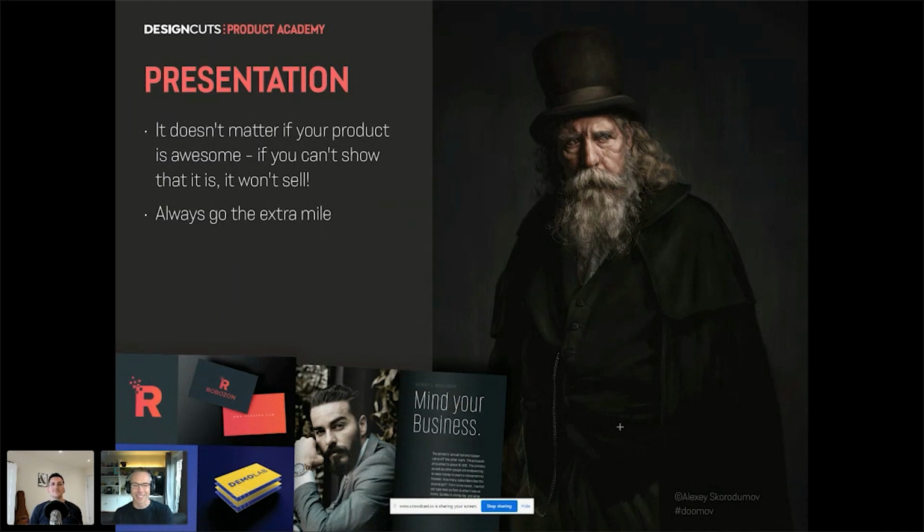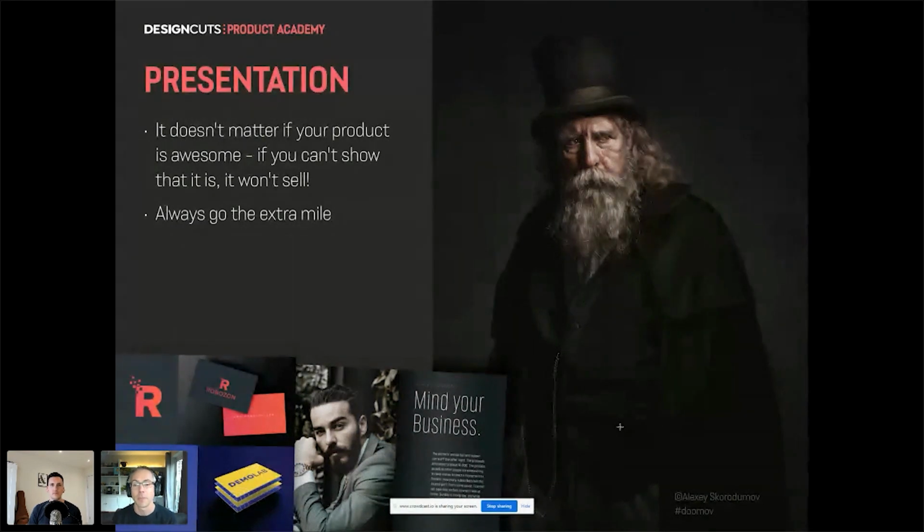Right, onto the juicy stuff now. After we did the scope document, or hopefully I managed to keep your attention to do that, the juicy stuff, presentation. And what I'm saying here is it doesn't matter if your product is awesome. If you can't show it, it won't sell. You could have the best product in the world. If you've run out of steam and do a mediocre presentation, no one's going to buy it. And conversely, you could have an okay product and you can elevate the presentation and you will get a load more sales. You should always go the extra mile.